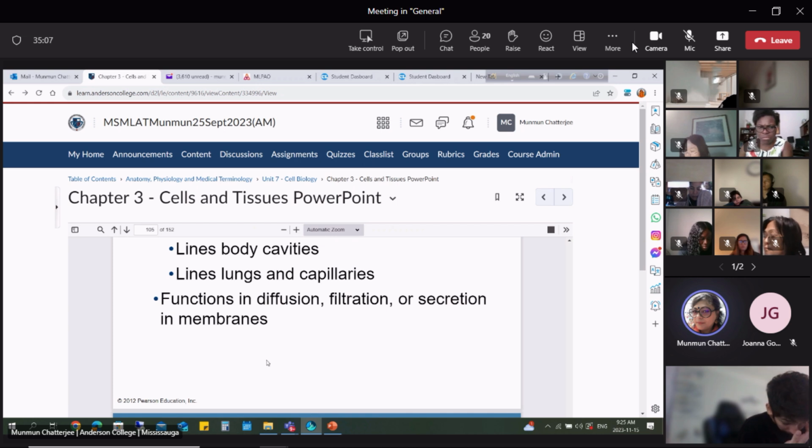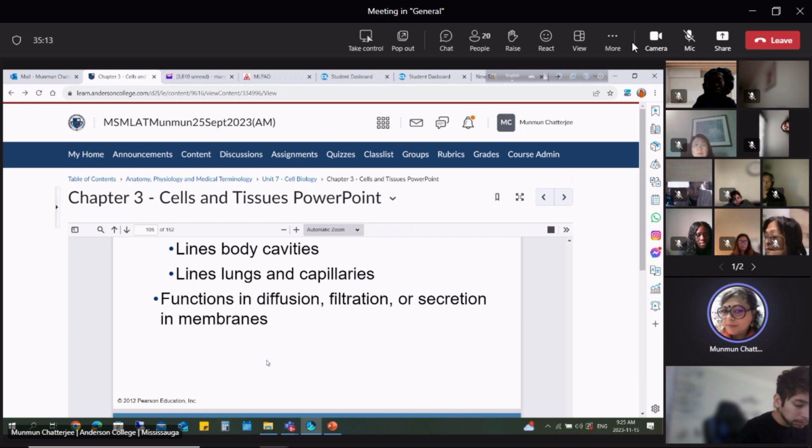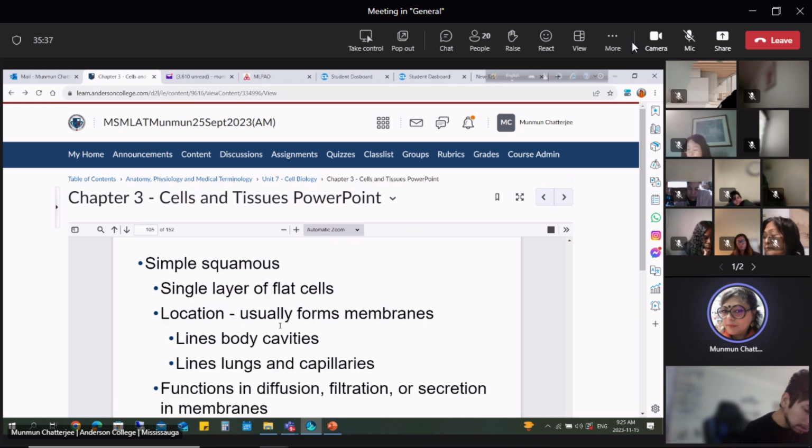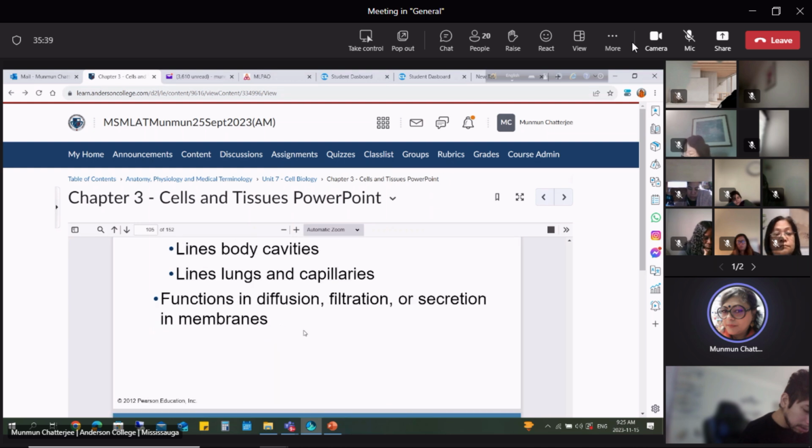What is the main function? We learned yesterday: diffusion, filtration, and or secretion in membranes. You have to try to make note of this and find it out and remember. Find it out means we learned yesterday in the PowerPoint what diffusion is and what the different types of diffusion are. So these cells, the simple squamous cells, their function is diffusion, filtration, or secretion in the membranes.